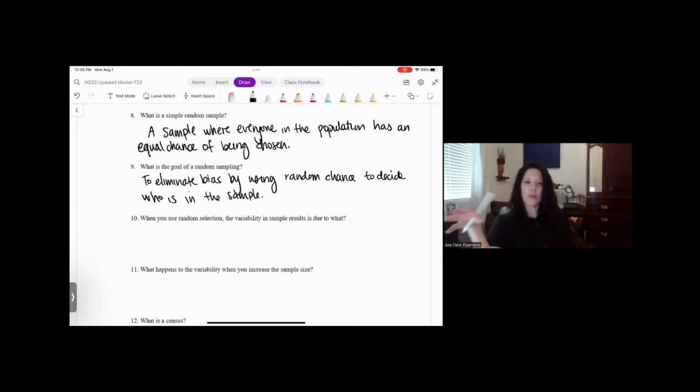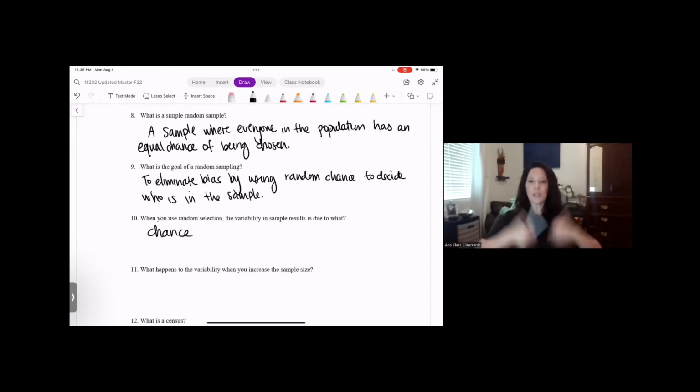When we use that random chance, what happens to our variability? Why do we have variability in our sample results? We have variability not due to bias, we have variability due to chance. So when you use random selection, the variability that occurs in your sample, and variability meaning the differences that happen due to chance alone and not bias.